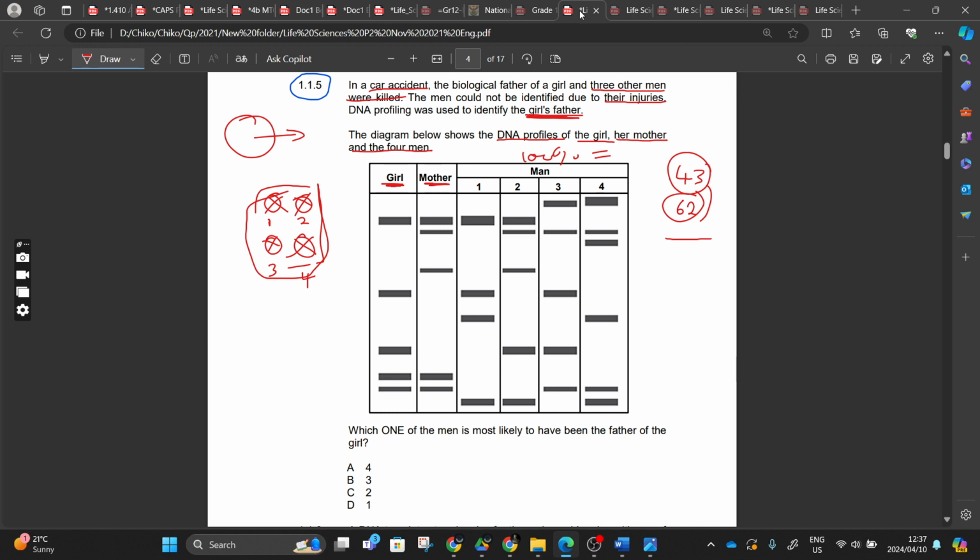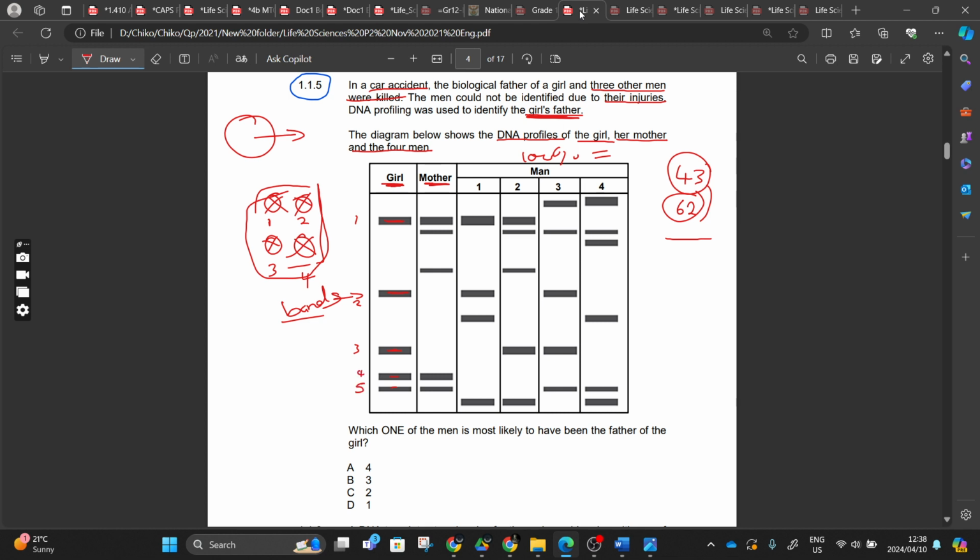So let's interpret this. As you can see, we have a mother, we have a girl, and then we have 4 men this side. And if you can see the girl here, she has a band here, and she also has another band. These are called the bands, right? We call them the bands, or the bars. This is a revision. We also see the girl here, bar number 3, bar number 4, bar number 5, right? Bar number 1, bar number 2, bar number 3, bar number 4, bar number 5, right?